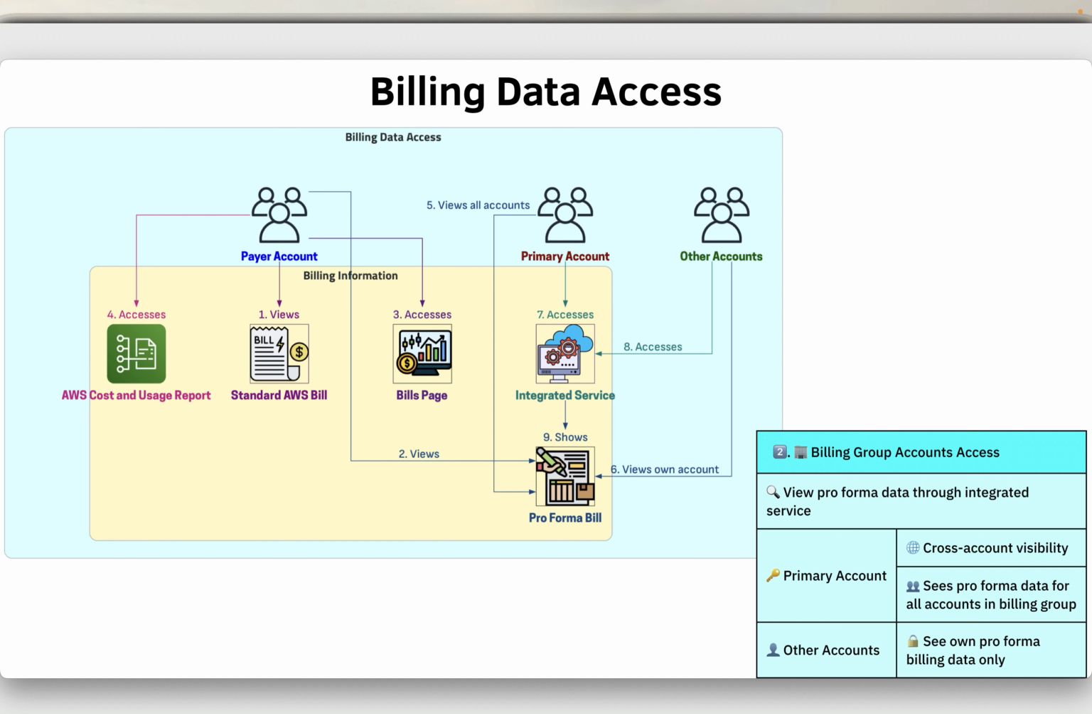Accounts associated with a billing group can see pro forma data through an integrated service. The primary account has cross-account visibility and can see pro forma billing data for all accounts in the billing group. Other accounts in the billing group can only see pro forma billing data for their own AWS account.